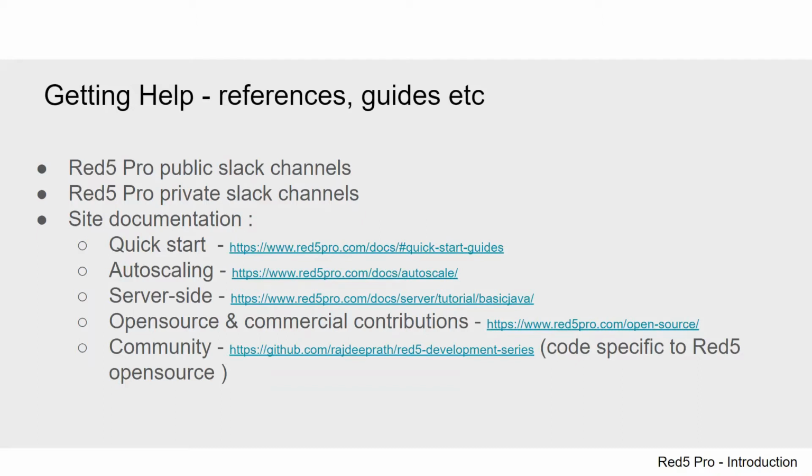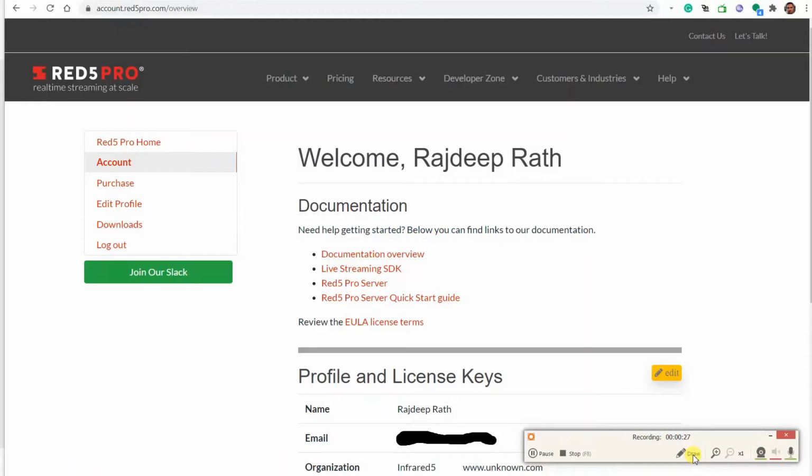When you're looking for help on certain topics, the first point of contact would be the Red5 Pro Slack community. Let's say you created an account for a trial, or you purchased the license, you automatically gain access to the Red5 Pro public Slack channels. For example, if I'm logged into my account right now, you can see there is this button called Join Our Slack. You'll be using this to gain access to the public Slack channels.